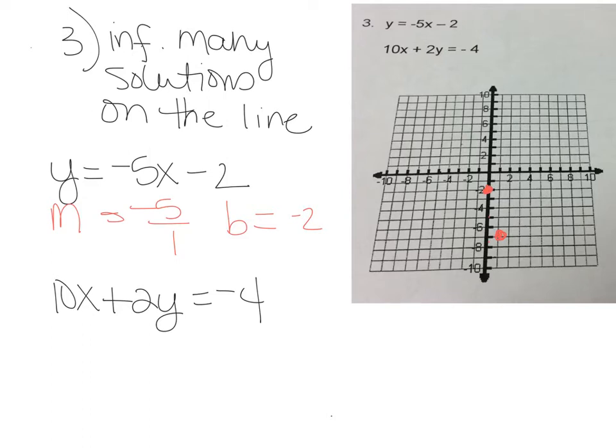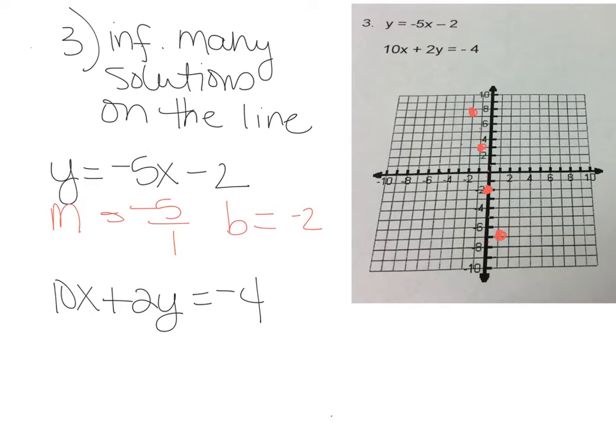Now if I go again, I'm going to go off my page. So instead of going down 5, right 1, I'm going to go up 5, 1, 2, 3, 4, 5, left 1. I'm going to do it one more time. 1, 2, 3, 4, 5, left 1. So here's my line.